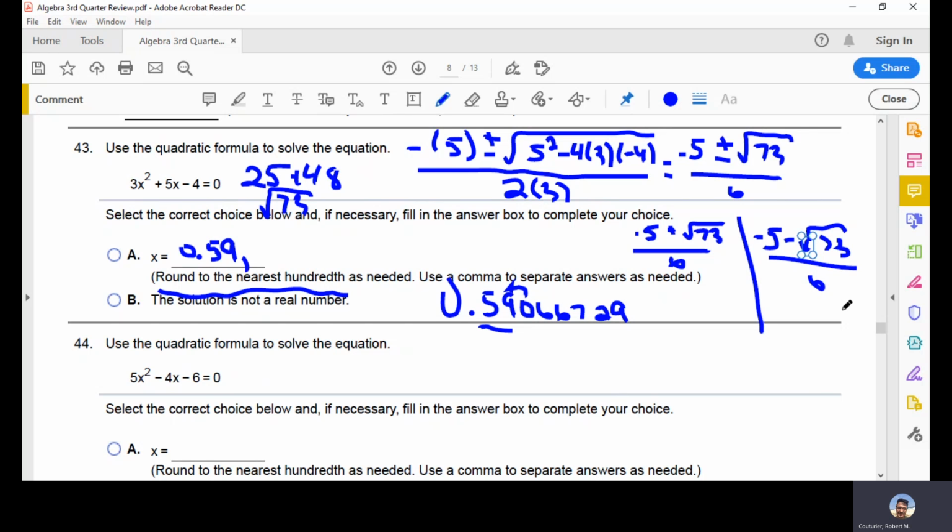Great. And now you have to do the next one. So get your calculator out. You put in -5 minus 73 shift square root. Make sure you hit equals. We are totaling the numerator. Then divided by 6. And here we get this like -2.2573, and there's a bunch more.